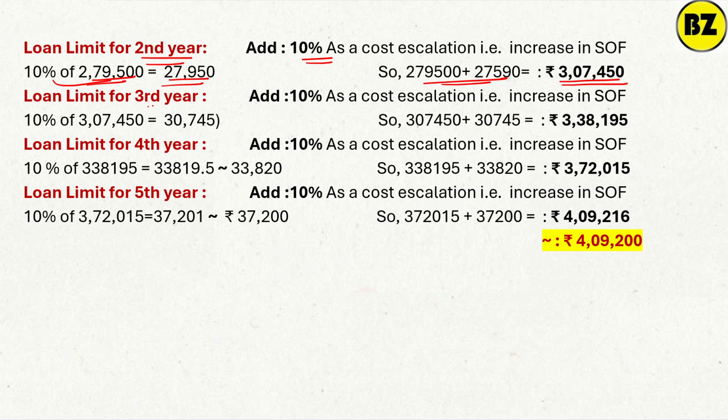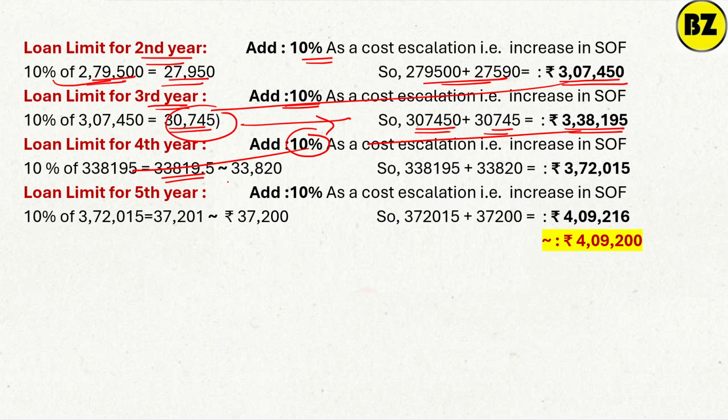How to calculate for the third year? Simply add 10% again. So 10% will be 30,745. Once we add it to the previous year's value, you will get 3,38,195. For the next year, simply we have to add 10% of the previous value. So 10% will be 33,819.5. Simply take a round figure, 33,820. Once you add it to the previous year value, you will get 3,72,015.